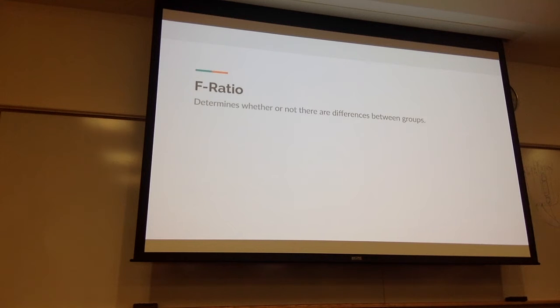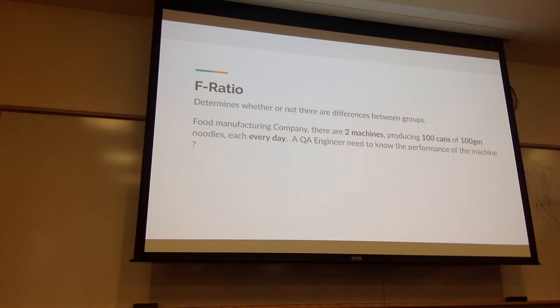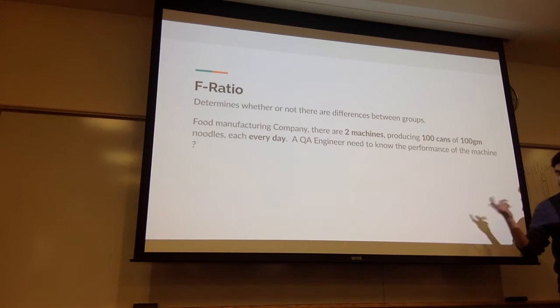Okay. Now coming to the next concept, we need to understand what the F ratio is. This ratio determines whether or not there is a difference between two groups. Let me give you an example. Let's take a food manufacturing company. There are two machines, let's say M1 and M2, and they produce 100 cans of 100 grams of noodles every day. Now let's assume that you are a QA engineer and your job is to analyze how these machines are performing, and if there are any errors, you have to calibrate the machines.